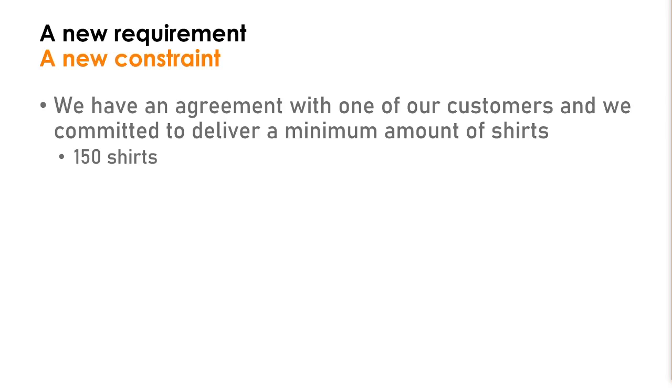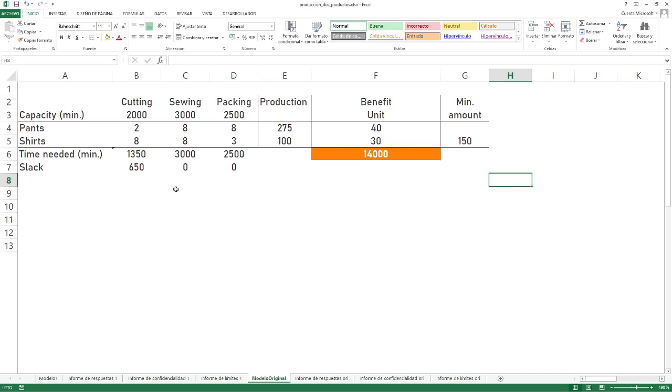Similarly, we might consider what can happen if a new constraint appears, if something new is required from our system to operate. So let's imagine, for example, that we have an agreement with one of our customers and we have committed to deliver a minimum amount of shirts. Let's say, for example, that is 150 shirts every time we deliver, every week.